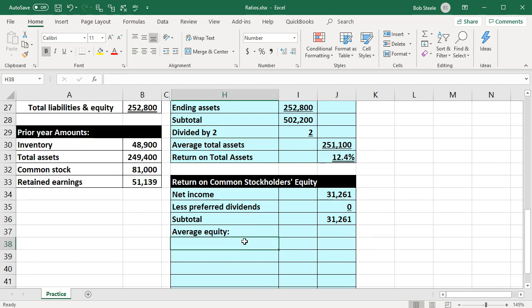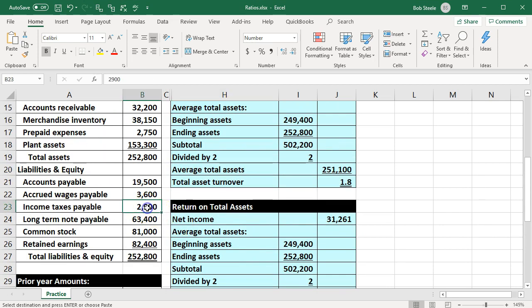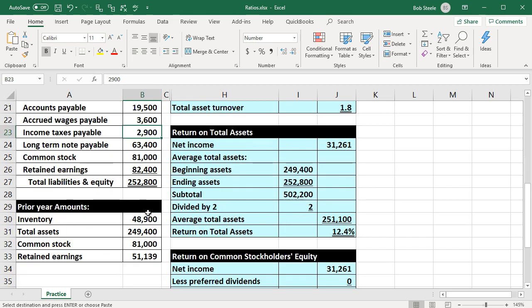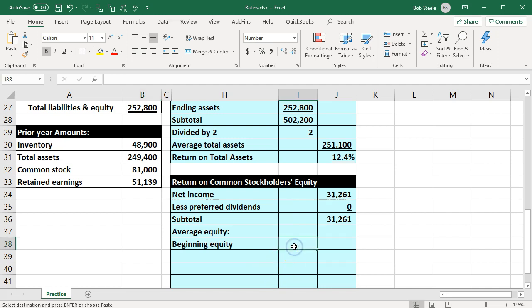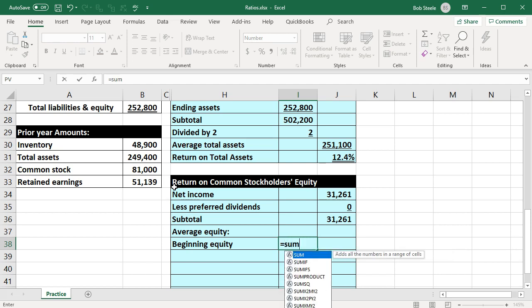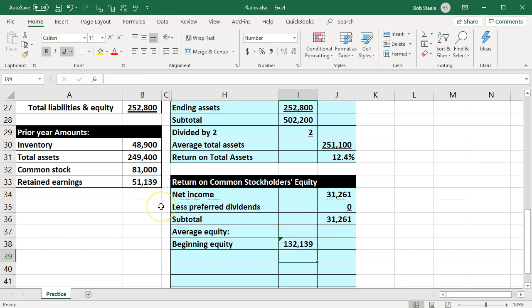So, then we're going to start off with the beginning equity. The beginning equity is not on our current balance sheet. This is the ending equity because the balance sheet is as of an ending point in time. We're going to have to go to the prior year balance sheet to get their ending balance, which is our beginning balance for this current period. So the equity then is going to be in our information in the prior year, which is going to be the sum of the 2 numbers of the 81,000 and the 51,139. That's going to give us the 132,139.